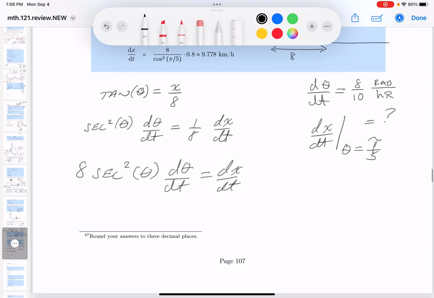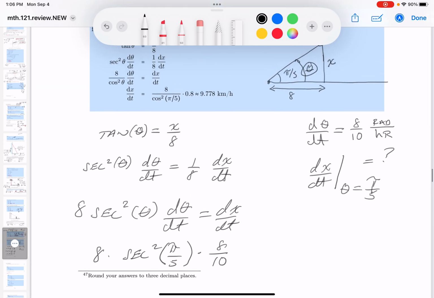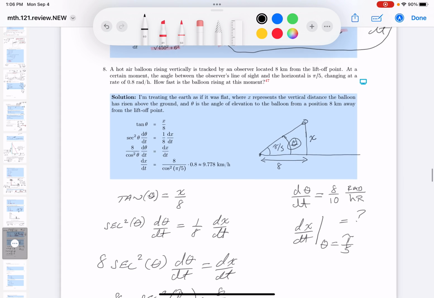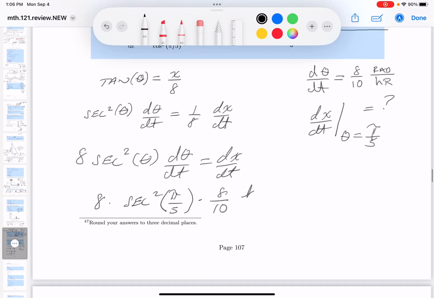Again, I'm not interested in doing the arithmetic, but I will write it down for you. It's going to be 8 times the secant squared. What's theta? Pi over 5. What's the d theta dt? That's 8/10. And what's the unit of this guy over here? Again, maybe you go back and remind yourself. They're talking about kilometers per hour. Put this over here. And this is going to be dx dt.